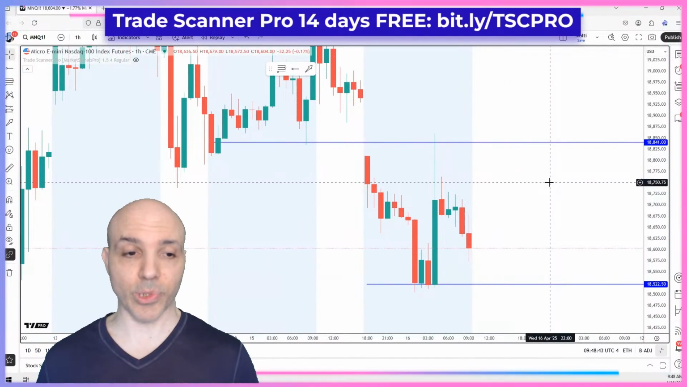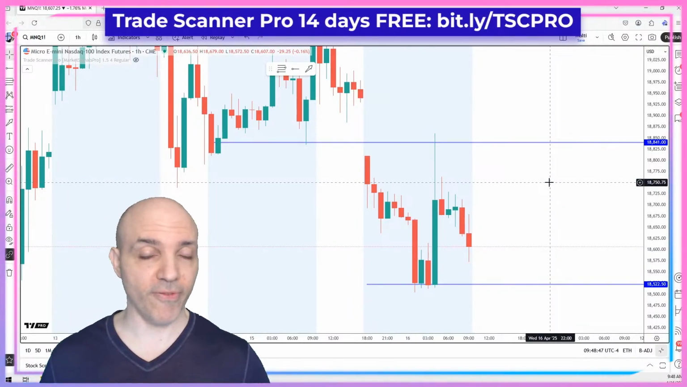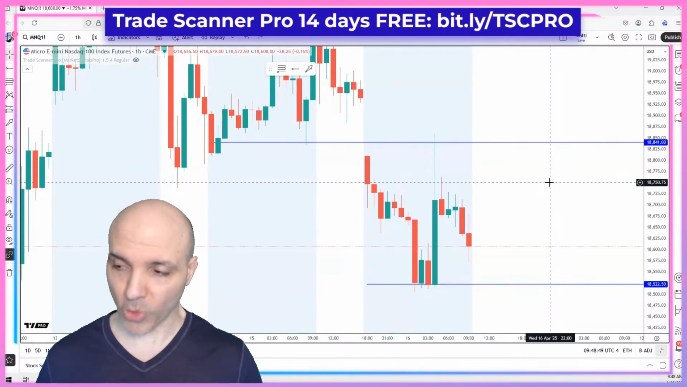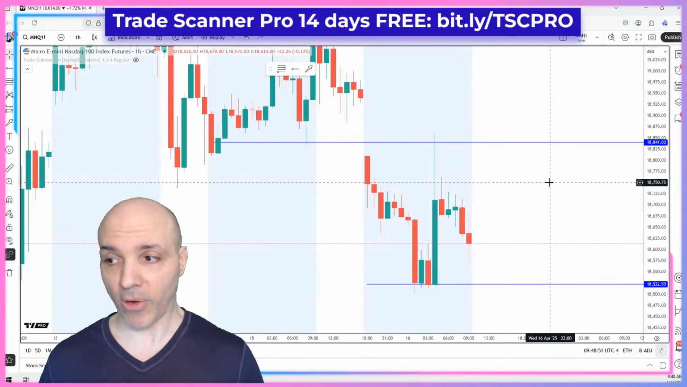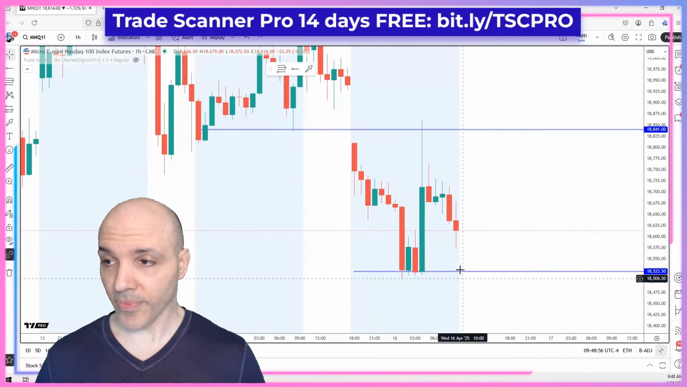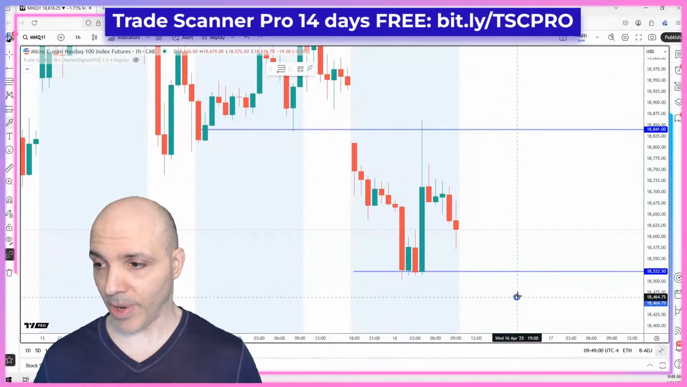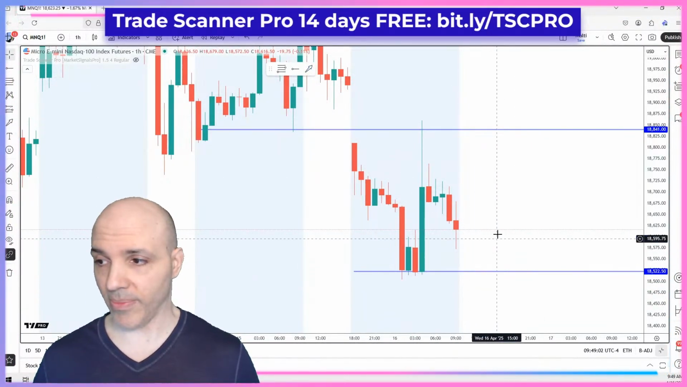So that tells me that my probability is probably going to be more favorable on the short side using my Trade Scanner Pro. That's what that's telling me. Now, am I near any levels? This is the support level right over here, the lower line. That's my overnight low. That's my support level.